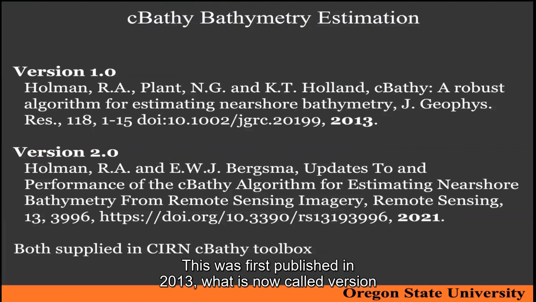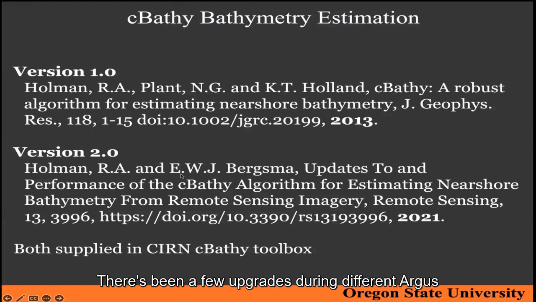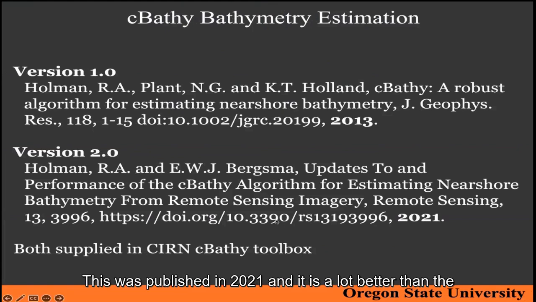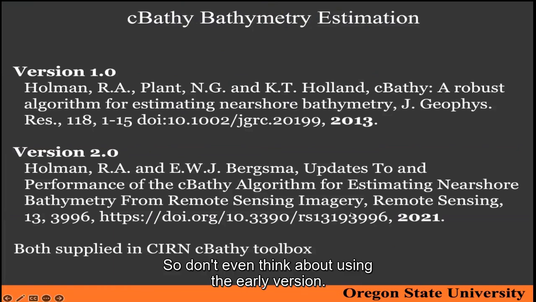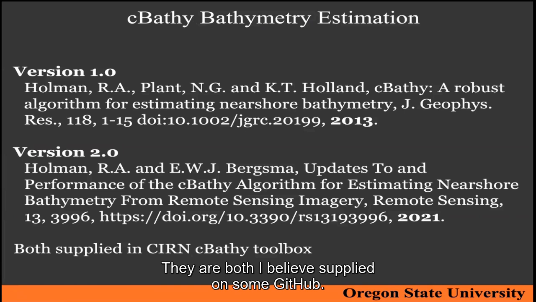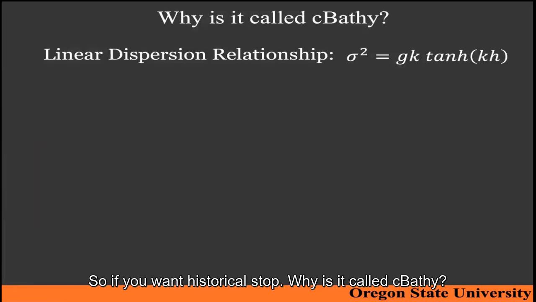This was first published in 2013, what is now called version 1.0. There's been a few upgrades during different Argus workshops. We are now on version 2.0. This was published in 2021, and it is a lot better than version 1.0. So don't even think about using the early version. They are both, I believe, supplied on CIRN GitHub, so if you want historical stuff.